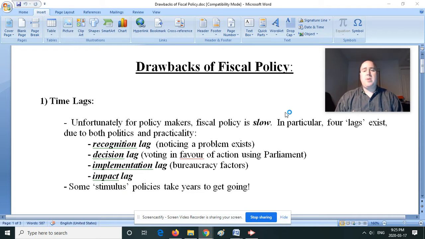Sometimes it's pretty obviously a thing. Like, for example, this COVID crisis rolled up on people within a matter of a week, between when it was a minor issue and something that was hugely substantial. And so I don't think there's really any recognition lag. The government knows that it has to get money in.